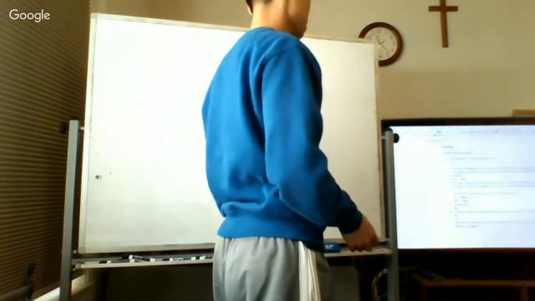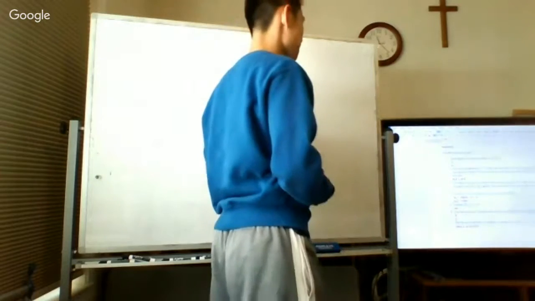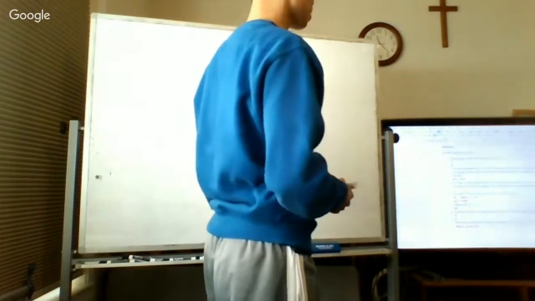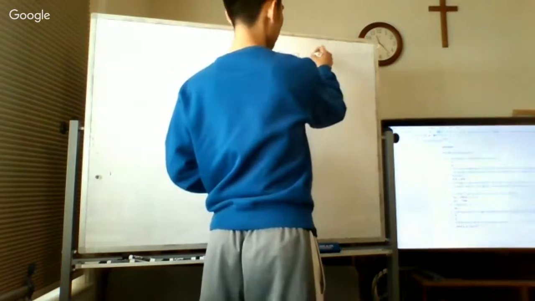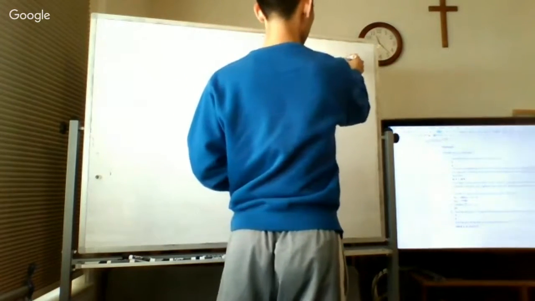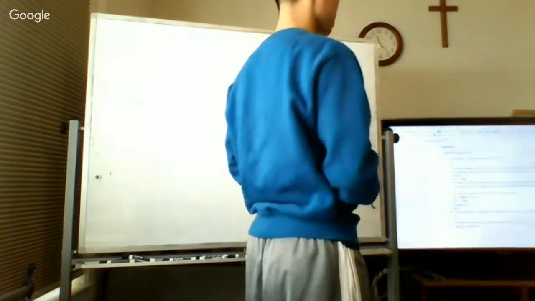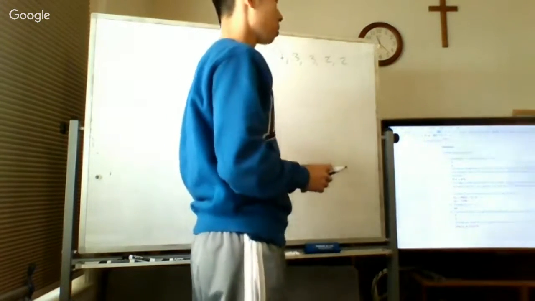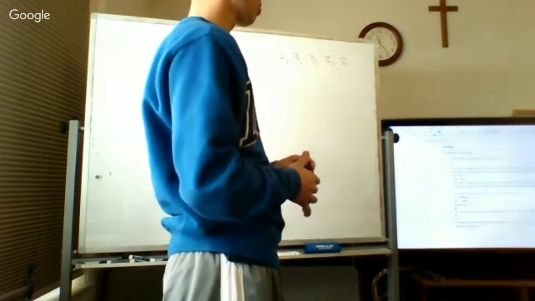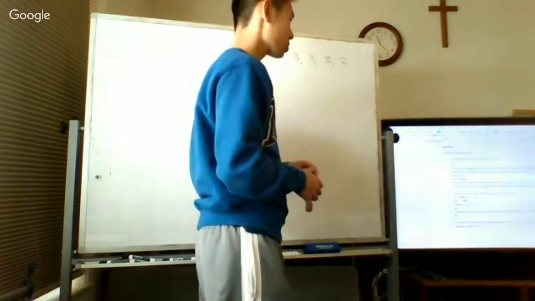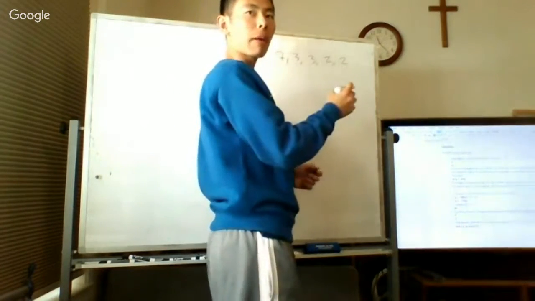Okay, so number three is a tough one also. 4-digit numbers formed from 7, 3, 3, 2, 2. We're given that it's odd, and we want the probability that the 3's are together. So we want a probability. That's going to be some fraction, right?